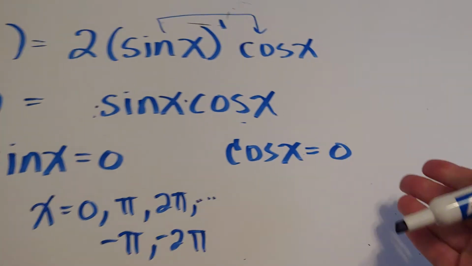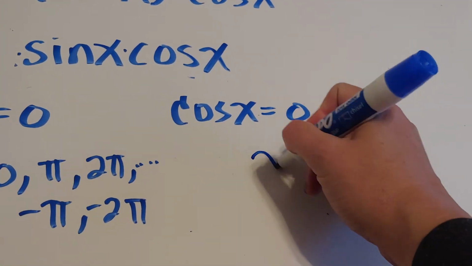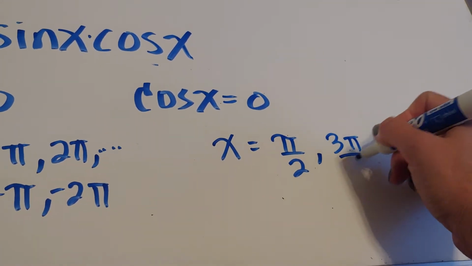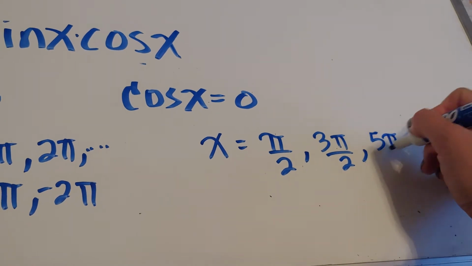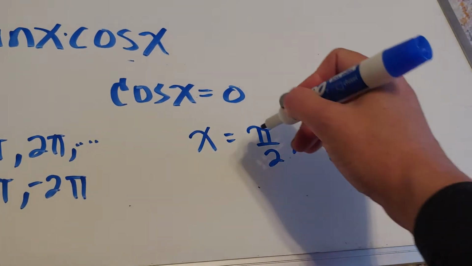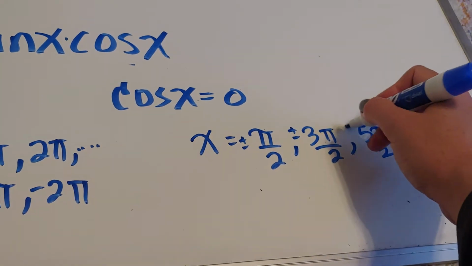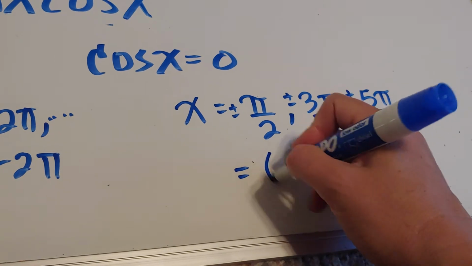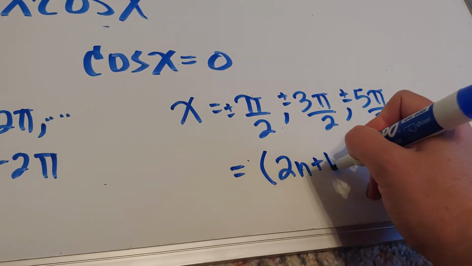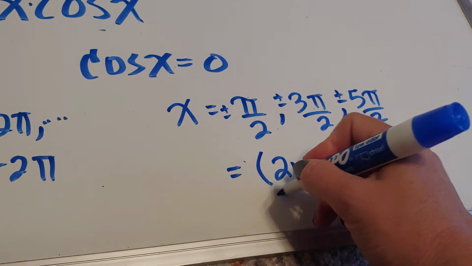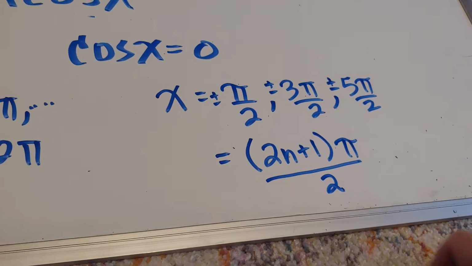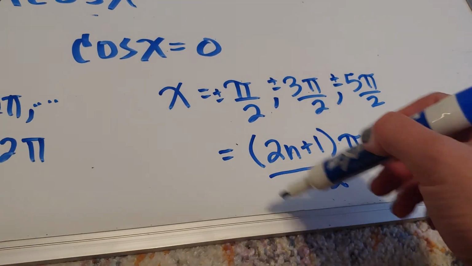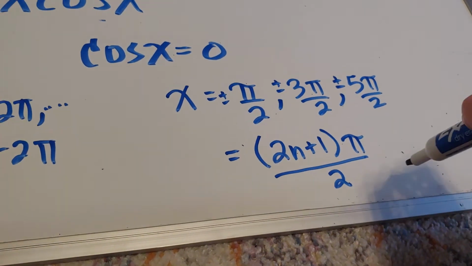All right, what about the cosine? When does it equal 0? The cosine equals 0 at all the pi halves. So pi halves, 3 pi halves, 5 pi halves, and then all the negatives of those as well. All right, this is odd pi halves. So how we typically write odd numbers is 2n plus 1 or 2n minus 1, pi divided by 2. Okay, so this is going to give me all the odd pi halves, both positive and negative. We should get them all.